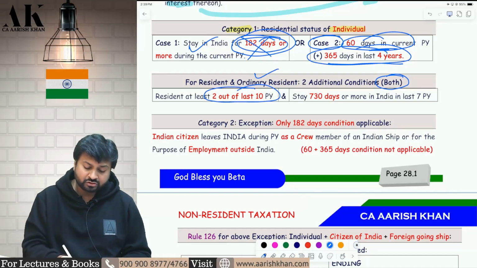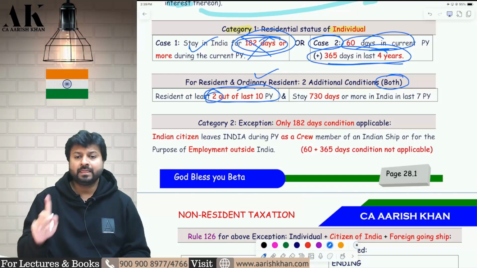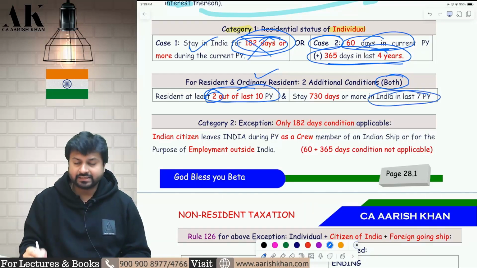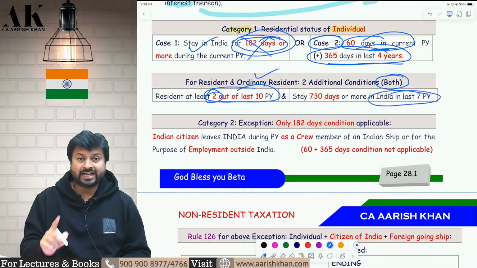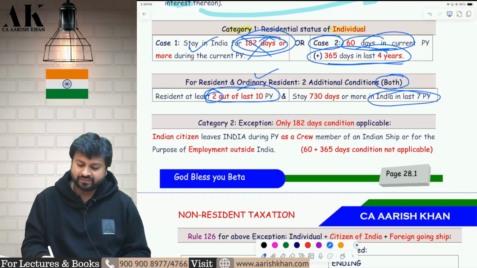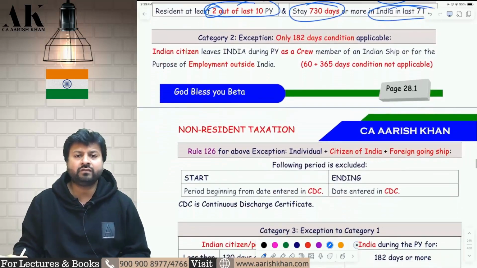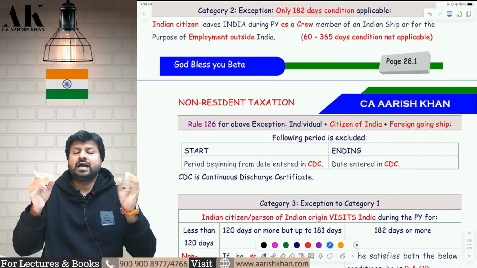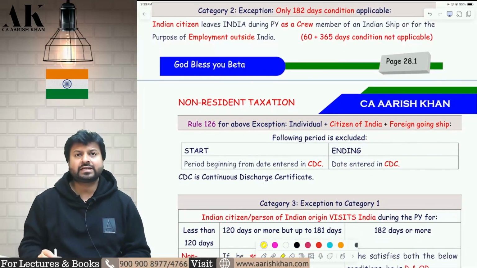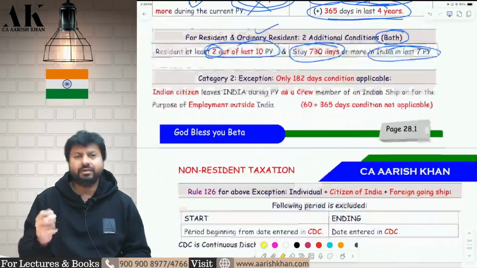Out of the last 10 years, you should be resident in India in at least 2 years. And in the last 7 years, exclude the current year, in the last consecutive 7 years, you need to stay in India for 730 days or more. The moment you fulfill this condition, you will be called a resident and ordinary resident. I hope it is clear to all of you. This is our first category. In the first category, everybody will come, everybody.